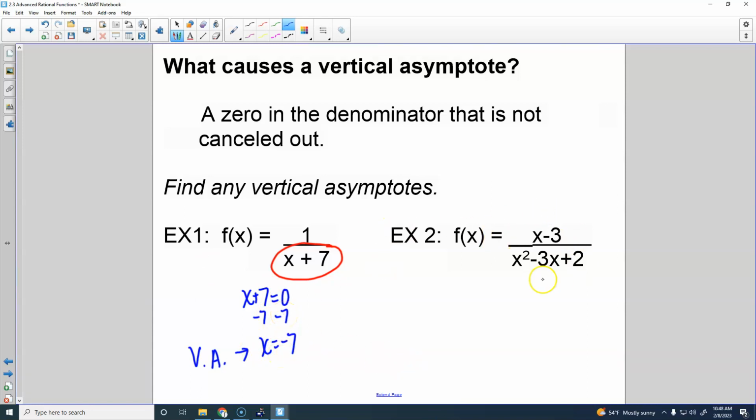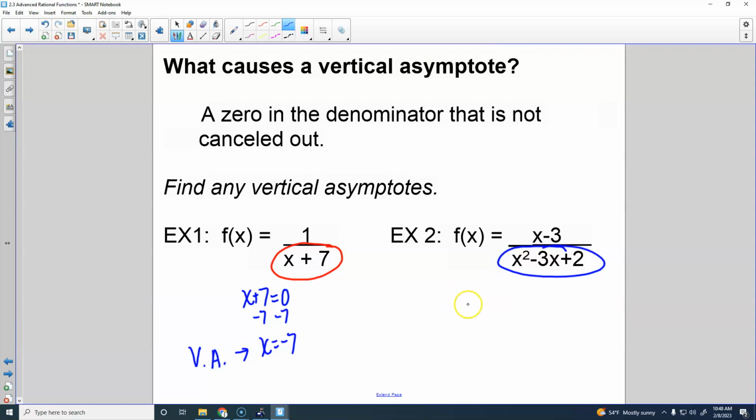Now, a problem like number 2, we can't really think about shifting up, down, left, or right because it's a more complicated function, right? We're not starting with 1 over x here. But the same thing is still true. Our denominator right here, if it equals 0, then we have a vertical asymptote, unless that 0 cancels with the numerator. I'll talk about that more in a minute.